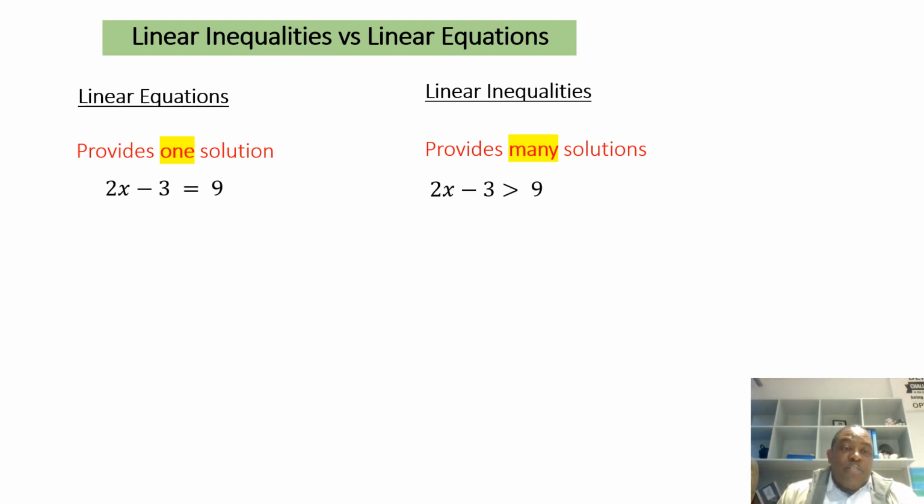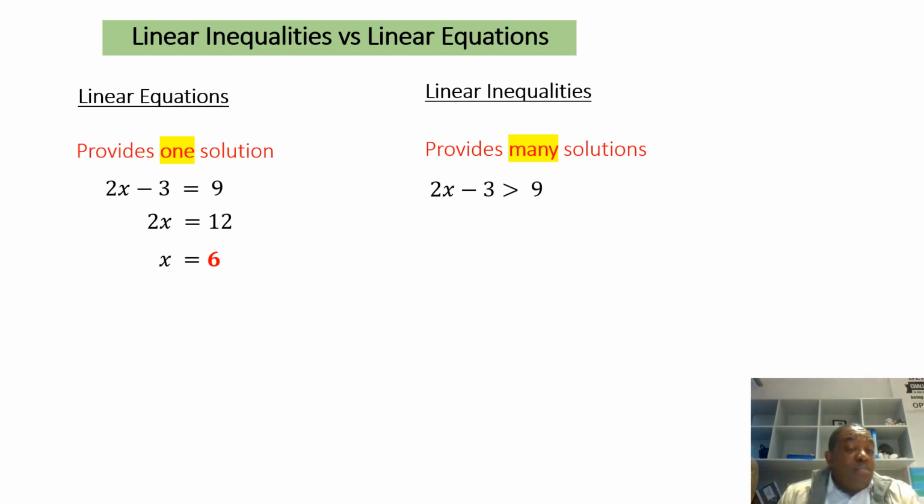Take an equation of 2x minus 3 is equal to 9 versus an inequality of 2x minus 3 is greater than 9. The one is looking for a value that will make the left-hand side equal to the right-hand side. That is your equation. The other one is looking for a value that would make the left-hand side greater than the right-hand side. So that's where the difference is.